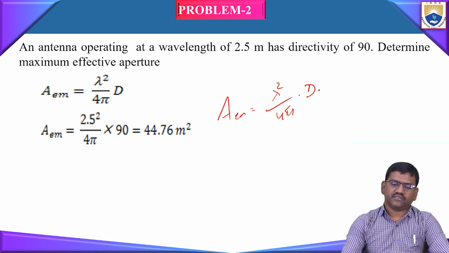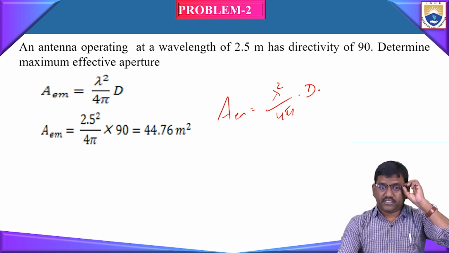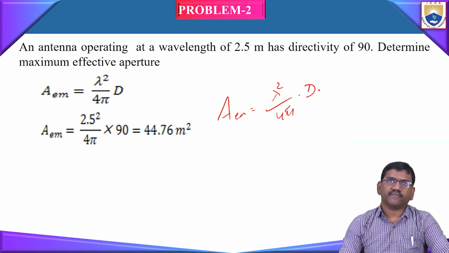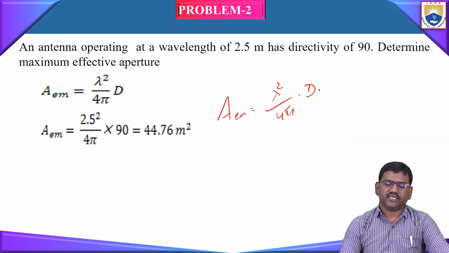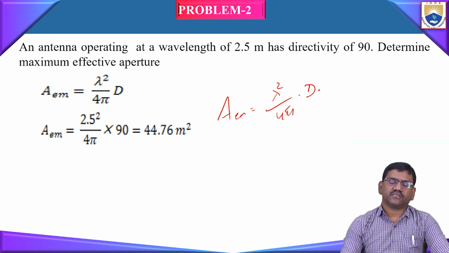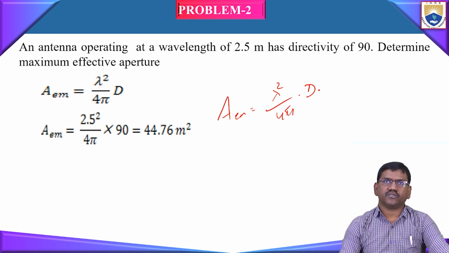The effective aperture is defined as the ratio of the power received by the antenna to the Poynting vector of the incident wave. We call it the effective aperture. So the effective aperture and the physical aperture are both different.